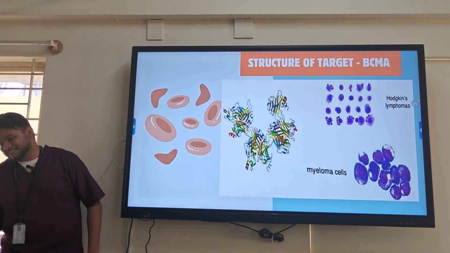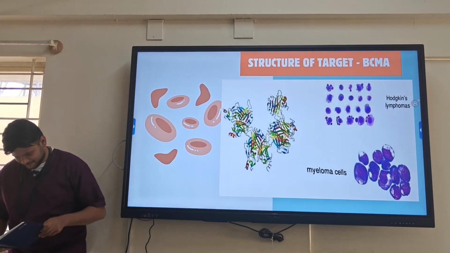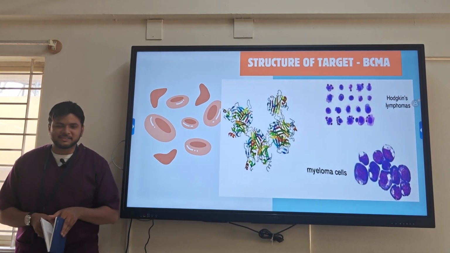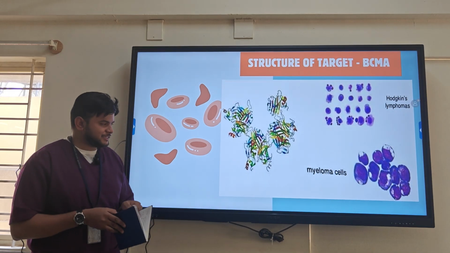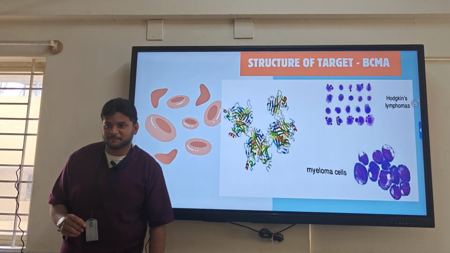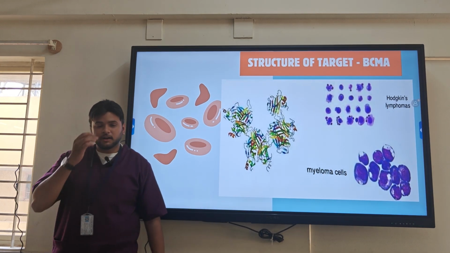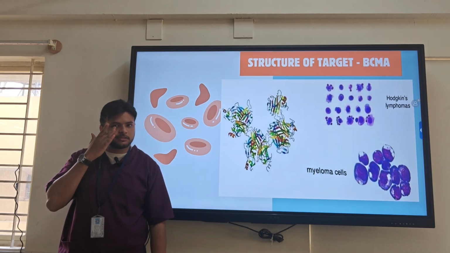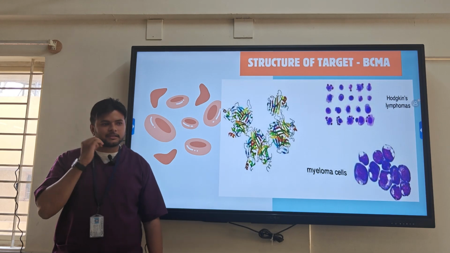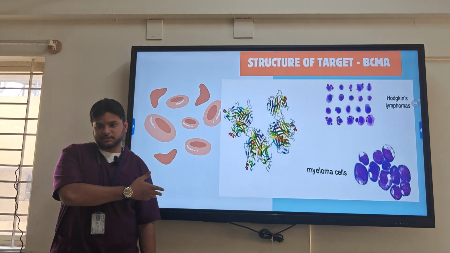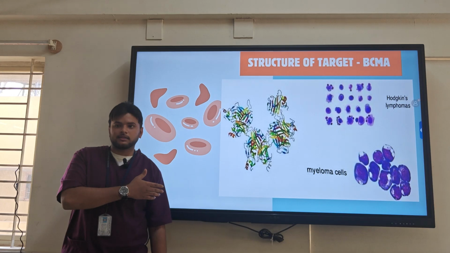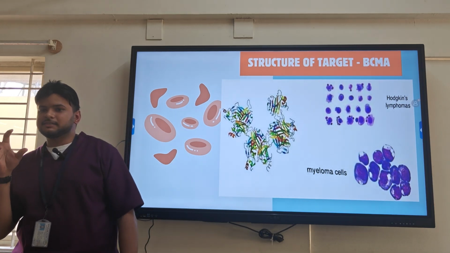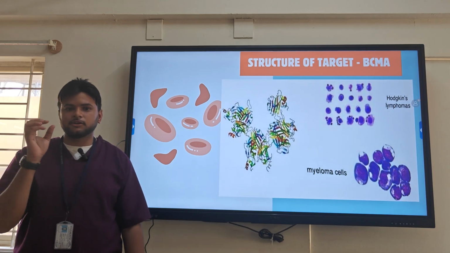This is the structure of BCMA. What is BCMA, guys? It is B cell maturation antigen. Why am I explaining CD19, CD20 and BCMA? You might be thinking where I started and what I'm explaining with these receptors. Actually, these are like signals. The CAR T cells need a signal to find their target.